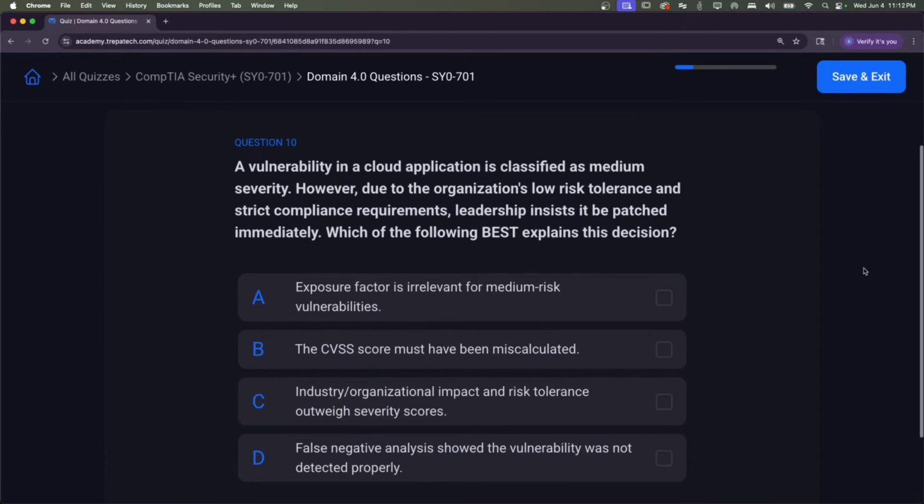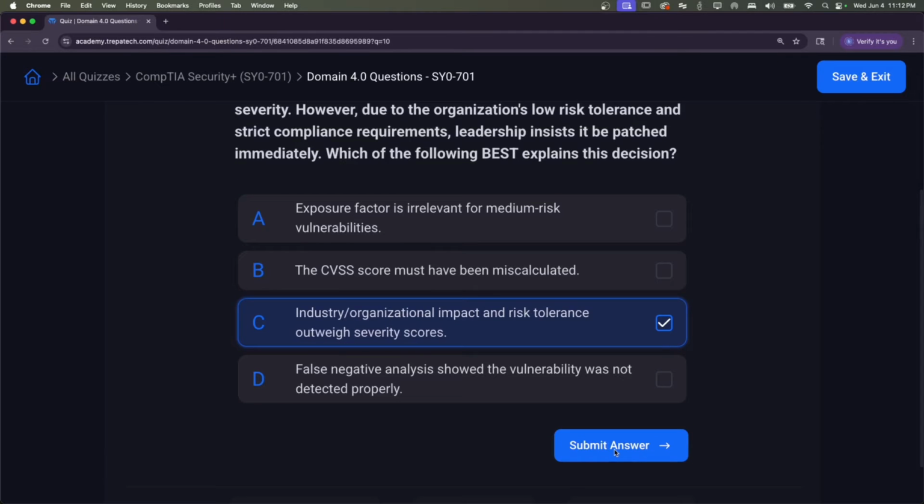Question 10. A vulnerability in a cloud application is classified as medium severity. However, due to the organization's low risk tolerance and strict compliance requirements, leadership insists it be patched immediately. Which of the following best explains this decision? A and C is what I'm already looking at, right? So exposure factor is irrelevant. No, I thought it said is relevant. So I no longer think it's going to be A. I think it's going to be C here, and that is the industry/organizational impact and risk tolerance outweigh severity scores.